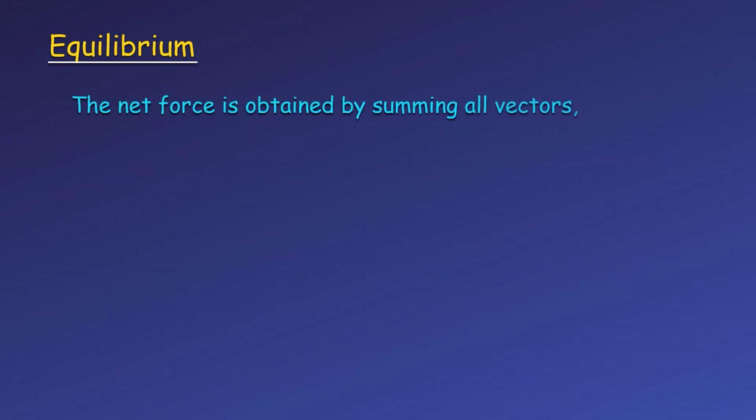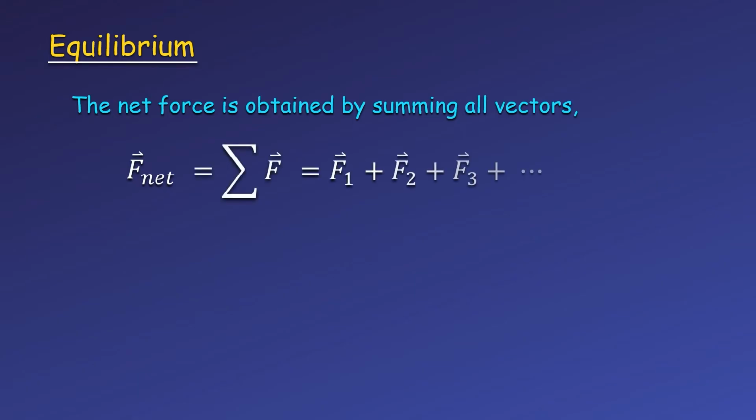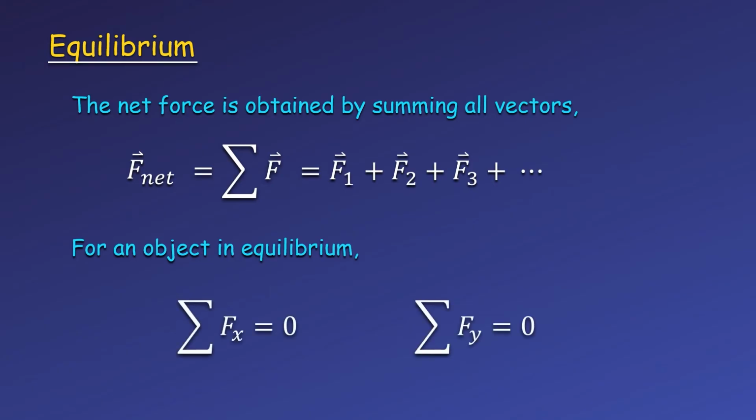To get the net force, we add up all the individual forces acting on an object. We can write this with the subscript net or with the Greek sigma representing a sum. For an object in equilibrium, this sum is 0. But this also means that we can sum the x and y components of the forces, and they should also be equal to 0.